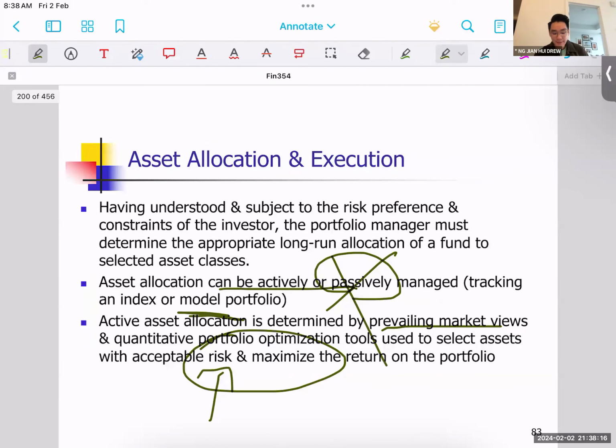So asset allocation can be active, passive, tracking an index or model portfolio. So what does this mean? I think we'll go through this in lecture 3 or 4. I can't remember. We'll tackle this issue about tracking of portfolio. It means simply like this. In simple terms, you know ETFs, right? ETFs are tracking certain indexes. They are not the actual index. For example, you have an ETF for S&P 500. They are tracking the S&P 500 returns and stocks, etc. So the S&P 500 is now the model portfolio or index portfolio. It's the same thing. So it's being modeled upon.